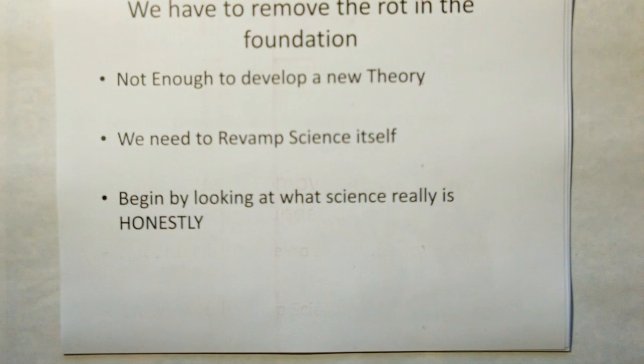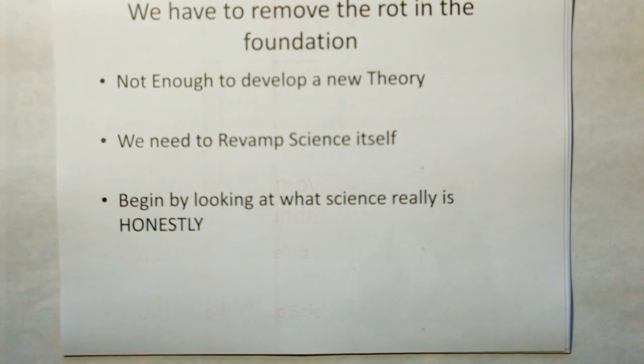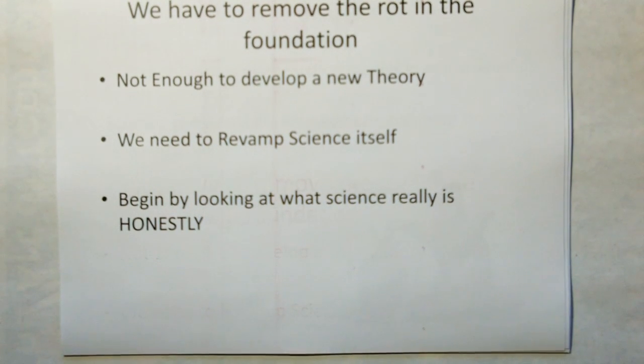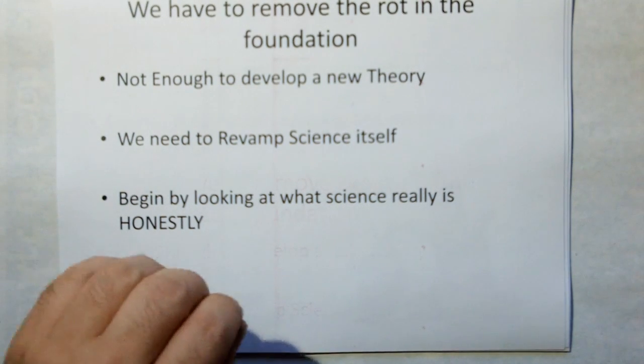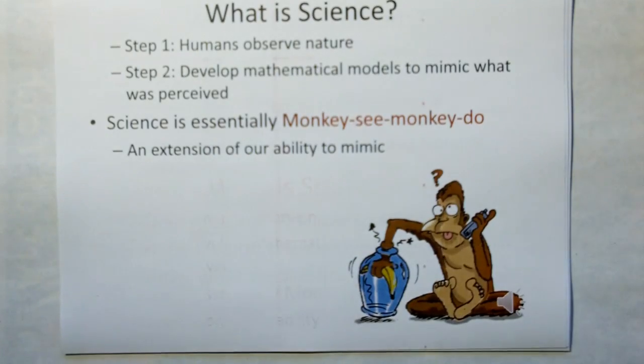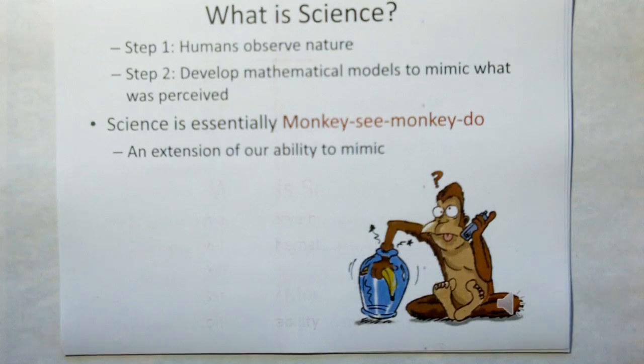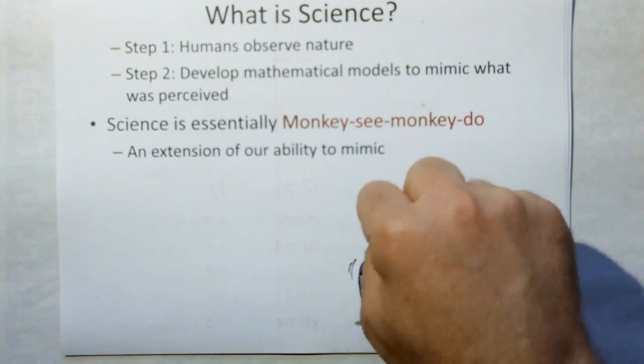Okay, now we have to remove the rot in the foundation of science. Science is still stuck in definitions that are 300 years old. Even the understanding of what science is, is horribly misunderstood. And so we need to begin by looking honestly at what science really is. In science, step 1, humans observe nature. Step 2, they develop mathematical models that mimic what was perceived.